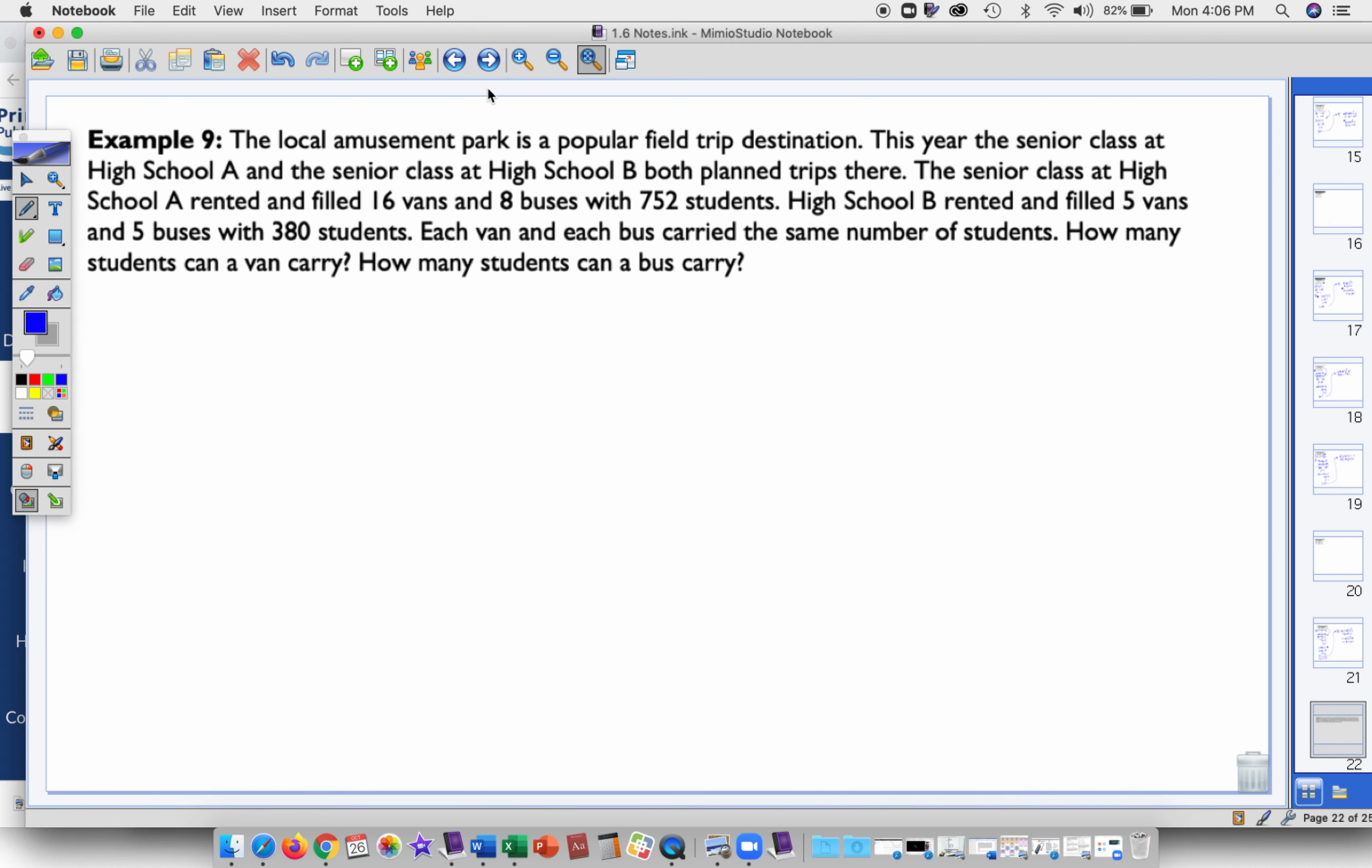Okay, we're going to go to example 9 about the amusement park. The senior class is going to the amusement park, and they're riding on buses and taking vans, and there are 2 different high schools, high school A and high school B. Go ahead and see if you can set this problem up and figure out how many students a van can carry and how many students a bus can carry. Pause the video. When you're done, come back and we'll compare solutions.